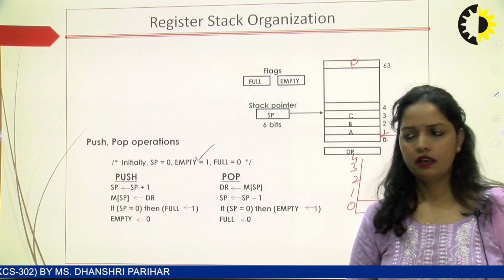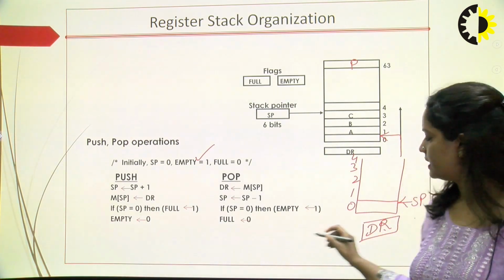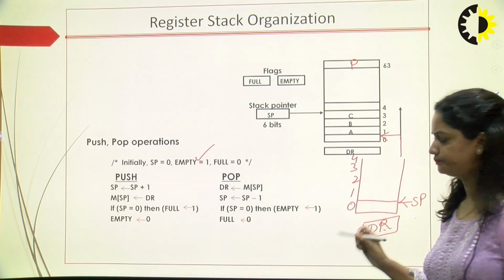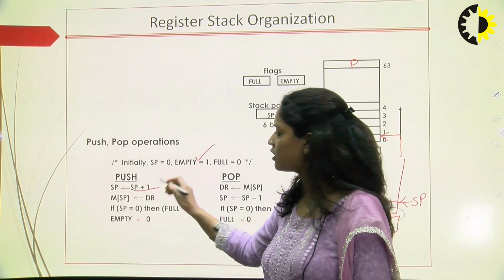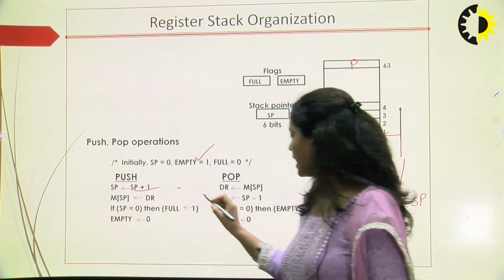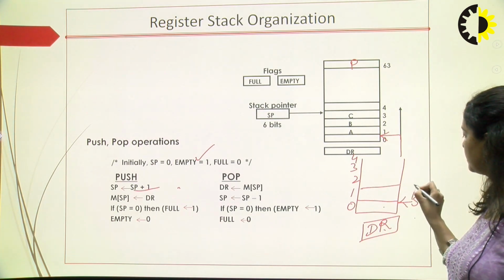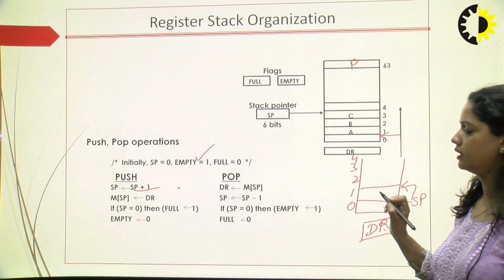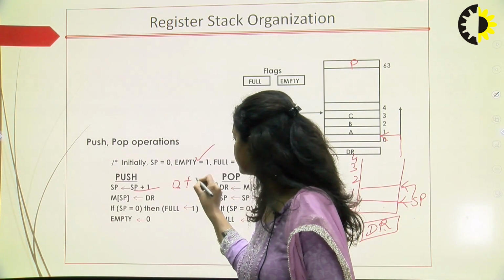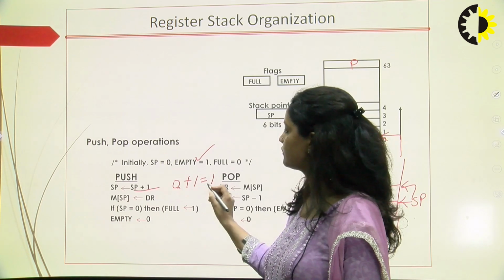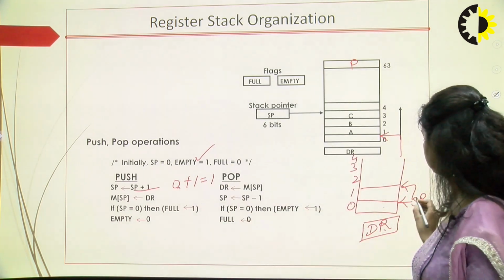Now let us perform a push operation, an insertion operation, on this empty stack. So the very first instruction of this push operation is the incrementation of the stack pointer. Right now your stack pointer is at location 0, and by incrementing this, it will be pointing to location number 1. How? Because the value of the stack pointer is 0 and 0 plus 1 is 1. So it will be pointing to location number 1. So the stack pointer has now become 1.